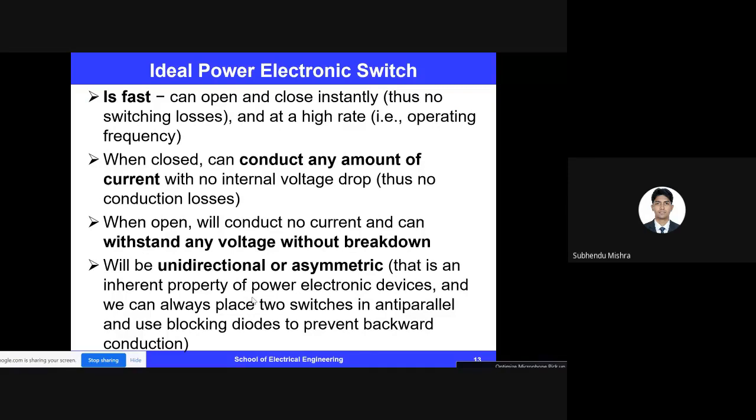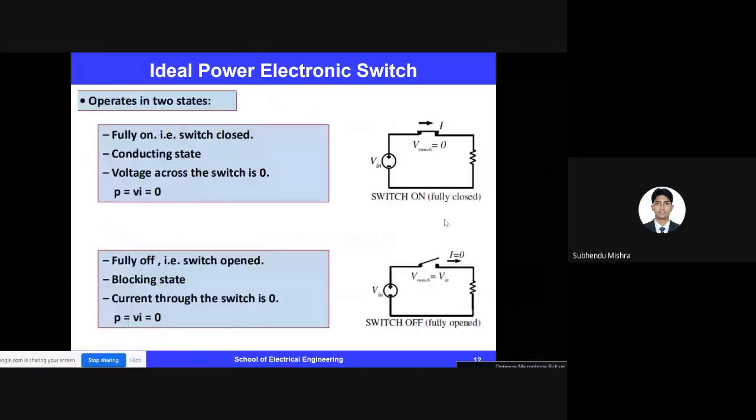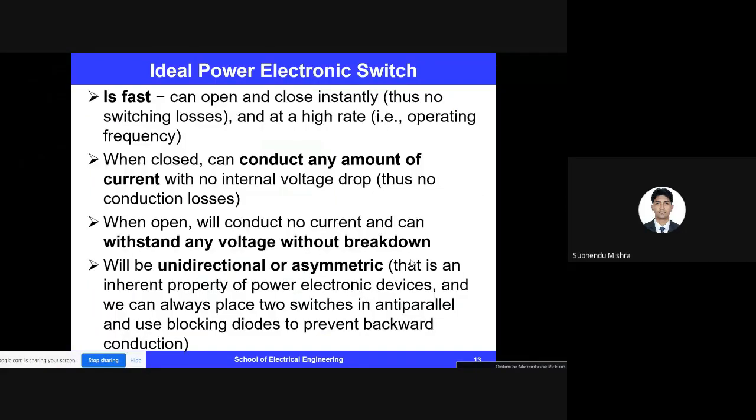And also, when it is going from the blocking state to the on state, the transition should be instantaneous. So instantaneously we should go from the off state to the on state, and from the on state to the off state. This is the ideal switch. So it should be very fast. It can open and close instantaneously.